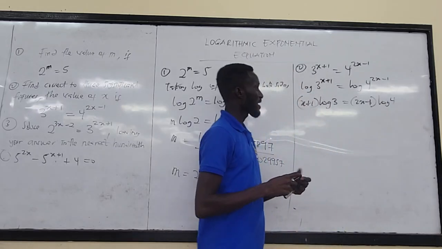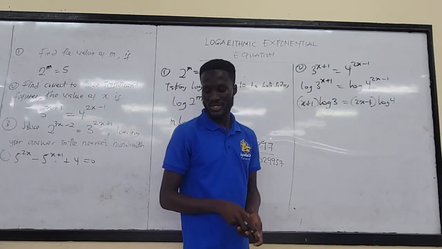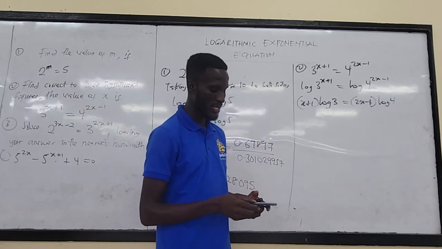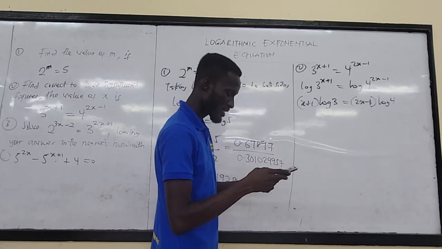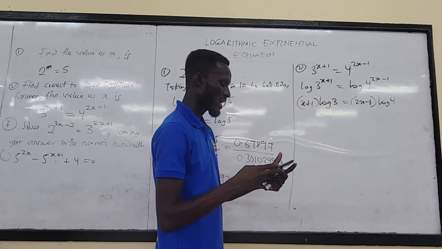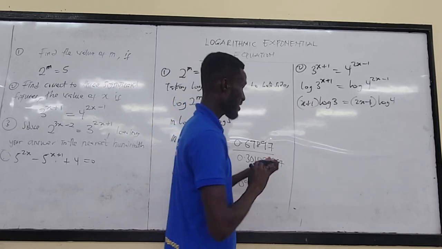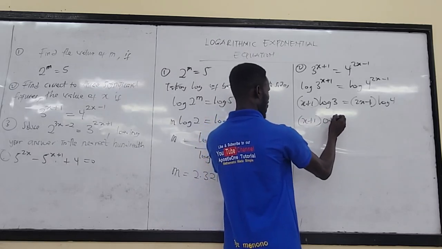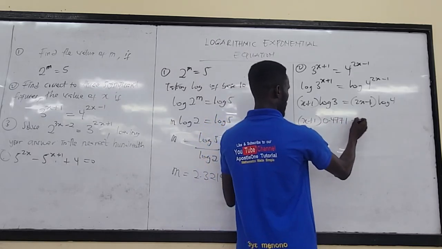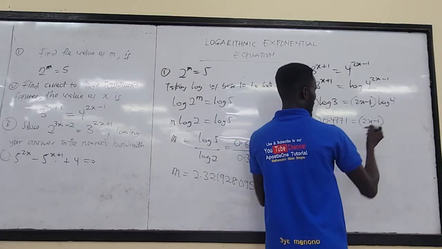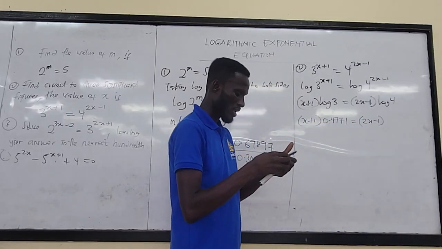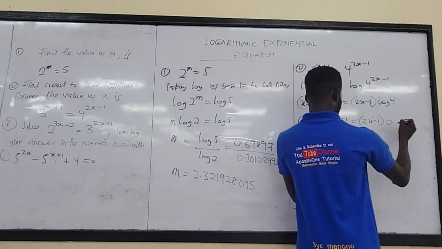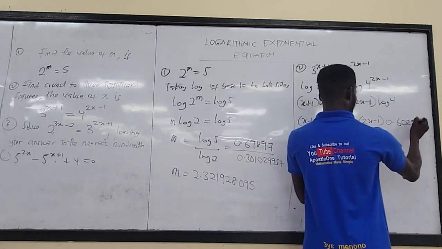Now at this point, we can punch log 3 on the calculator. Make sure you leave your answer in 4 decimal places. Now log 3 on my calculator, I want to leave my answer in 4 decimal places. So I'm going to have x plus 1 times 0.4771 equal to 2x minus 1. Now what is log 4? Log 4 is 0.6021.